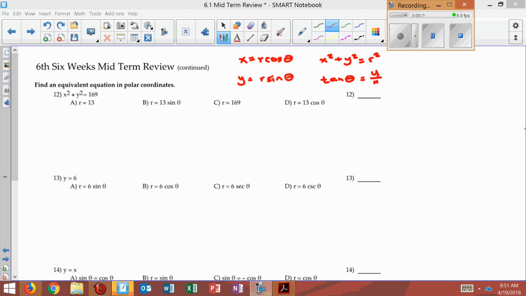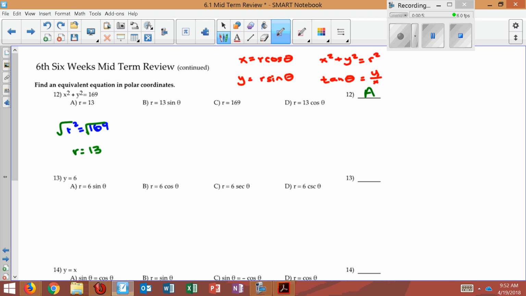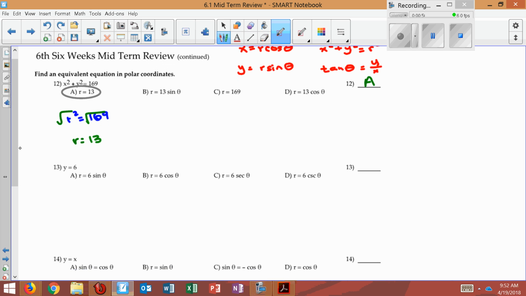Now, here I have x squared plus y squared. That's the same thing as r squared. So I could just say r squared equals 169. And now, to get r by itself, you would take the square root, and you would get r equals 13. Now, we already had that problem earlier. It was a mistake to have it here a second time, but we'll just go ahead and go with it. So I won't check that in the calculator. We know this is correct.